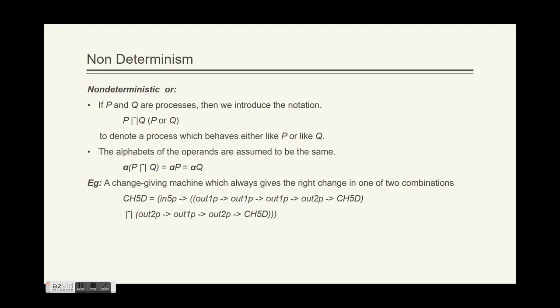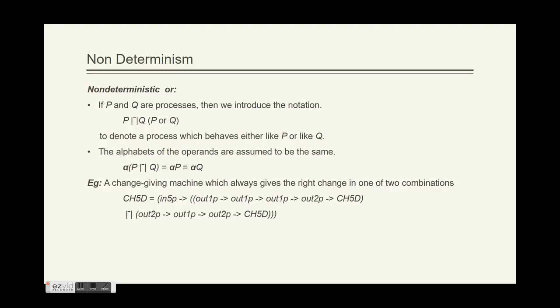So the next topic we have here is non-determinism. Let's say we have two processes P and Q. Then we introduce the notation P or Q to denote a process which behaves either like P or like Q. The alphabets of the operands are assumed to be the same. So the alphabet of P or Q will be the same as the alphabet of P and the same as the alphabet of Q.